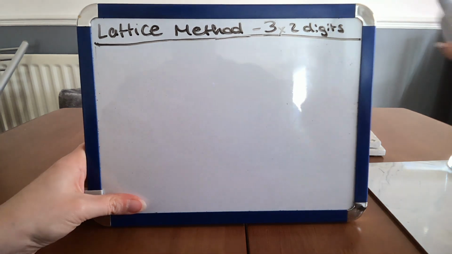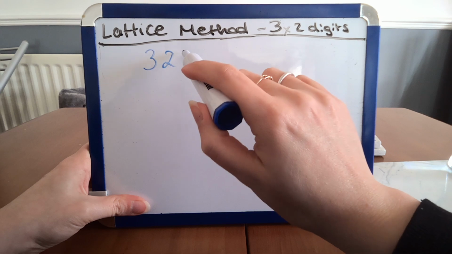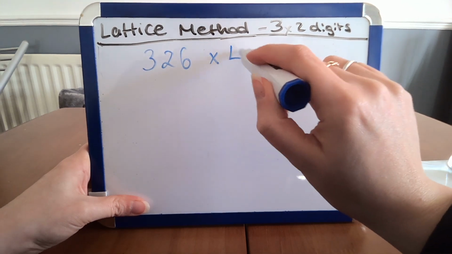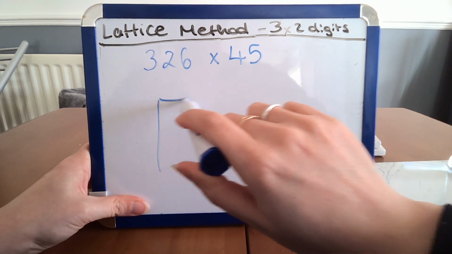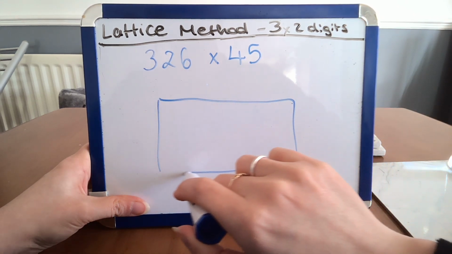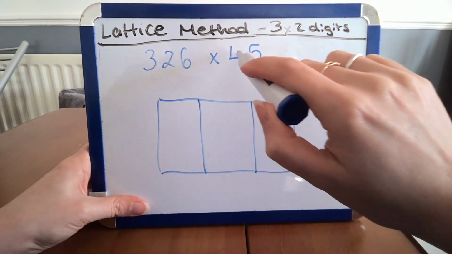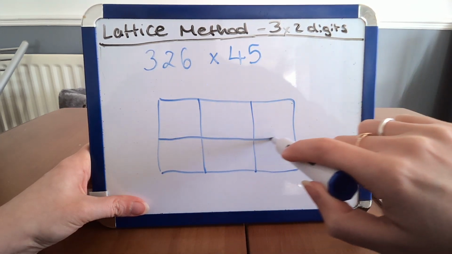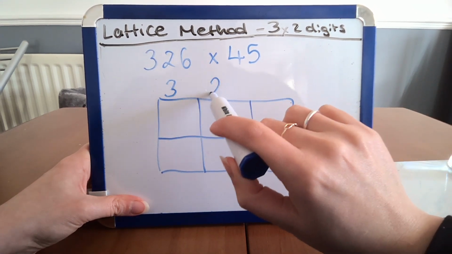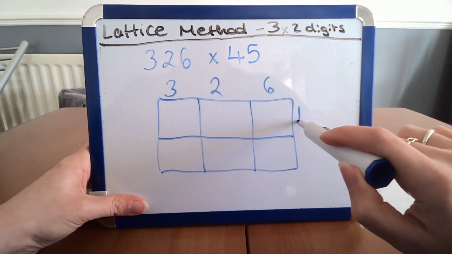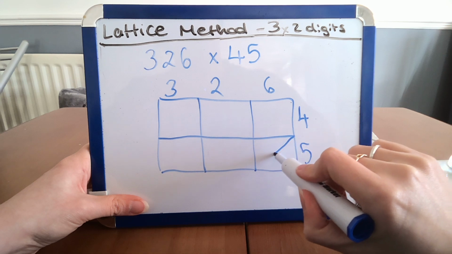Okay, so we're going to move on now to 3 digits by 2 digits. So if I have 326 times 45, I'm going to start off with a rectangle. Because this is 3 digits, I'm going to split it into thirds. This is 2 digits, so I'm going to split that in 2. I then separate out this number, so my 3 goes here, 2, 6, and my 45 splits like that. I then half these diagonally.